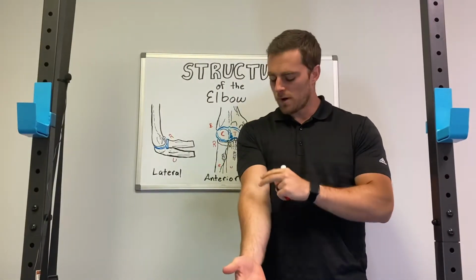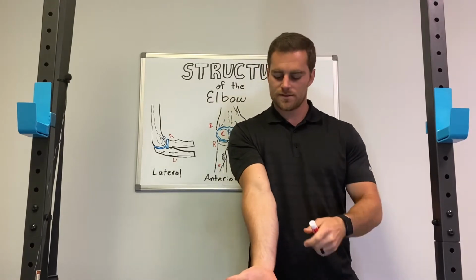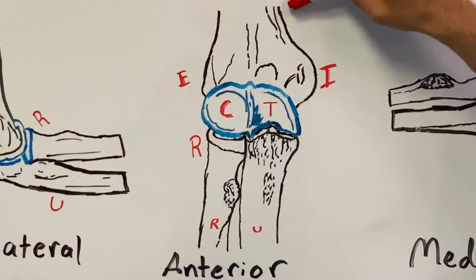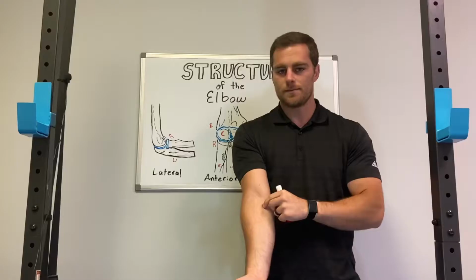So let's take a look at the elbow from an anterior view. Let's remember anatomical position would be standing like this. So the thumb goes out laterally, the pinky comes medially, and the elbow joint consists of the humerus coming down, the radius laterally, and the ulna medially.